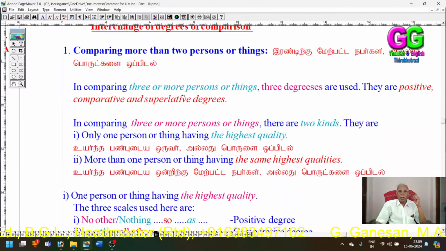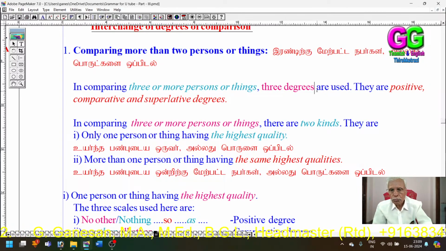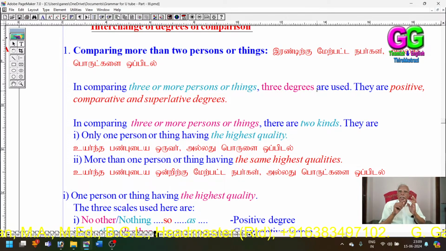In comparing three or more persons or things, three degrees are used. They are positive degree, comparative degree, and superlative degree. When we compare more than two persons or things, we can use three degrees: positive, comparative, and superlative degrees.